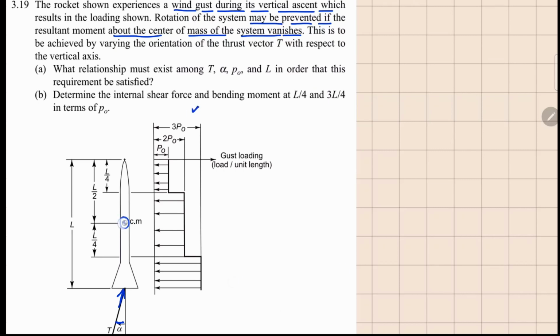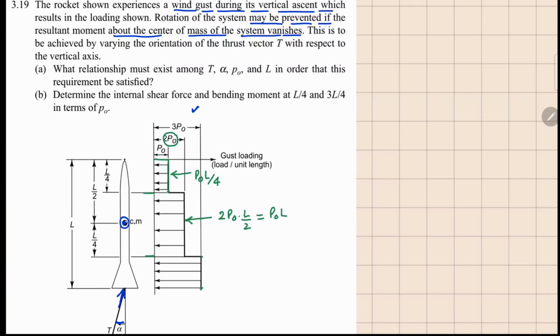So let's try to find the moment above the center of mass so that we can put that equal to 0. There are these uniformly distributed loads. For example, this one right here is acting at a distance of L by 4. So we can replace it by a point load of P naught times L by 4 right at the center. Now this one right here, the value of distributed load is 2P naught. It is acting over a distance of L by 2. So we can write this as 2P naught times L by 2, which is equal to P naught times L.